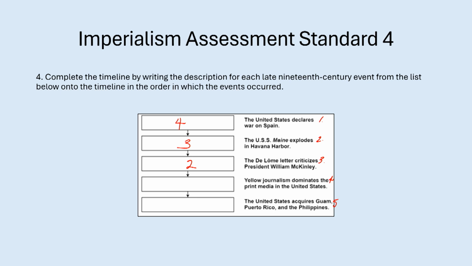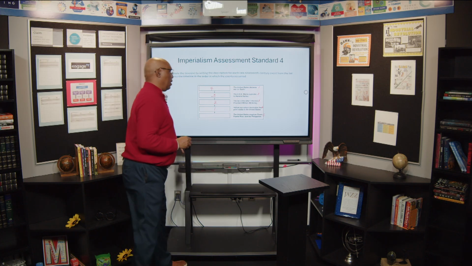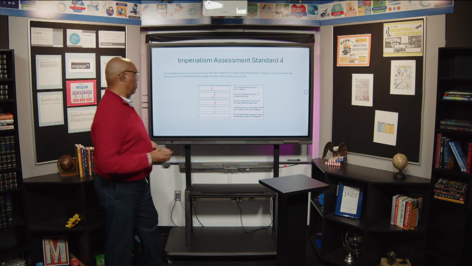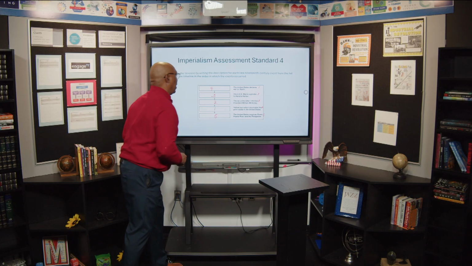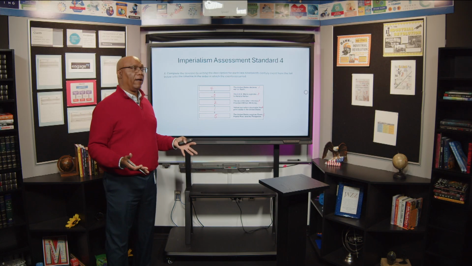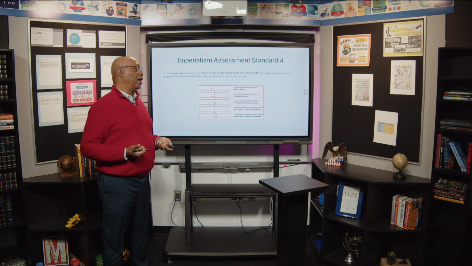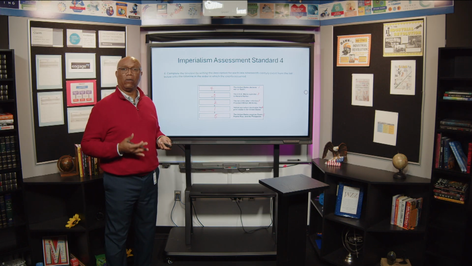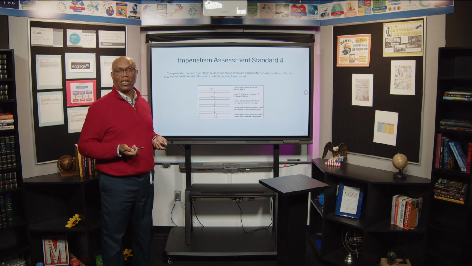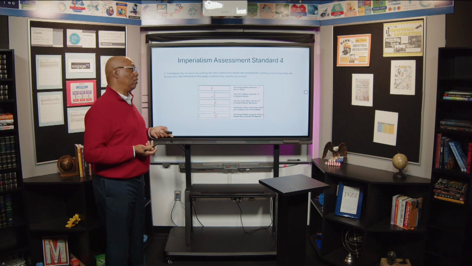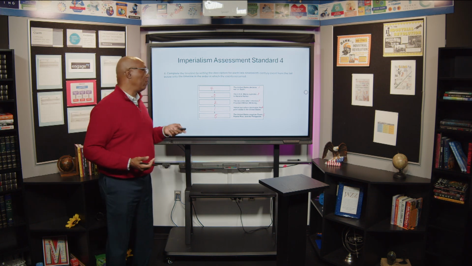Okay, then we have 2 left. The U.S. declares war, that would be number 1. And then the United States acquires Guam, Puerto Rico, and the Philippines as a result of the war, that would be 5. So basically, those are the events leading up to it, in this particular order. Once again, this may be the type of question, and it was a few years ago, and we never know what the Department of Education is going to recycle. So don't be surprised if you see this type of question. What we're trying to do is cover all of our bases.